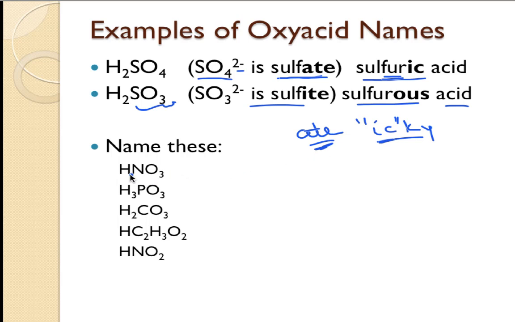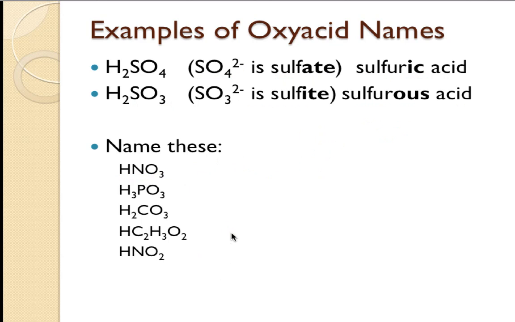Okay, so looking at this first one, I know it's an acid because it begins with a hydrogen. This is the nitrate ion. Ate ends in ate, so it's going to end in an ic. So we're going to call this nitric acid. Okay, I'll let you name these others. Be sure to look at your polyatomic ion list, and we'll check those in class as well.